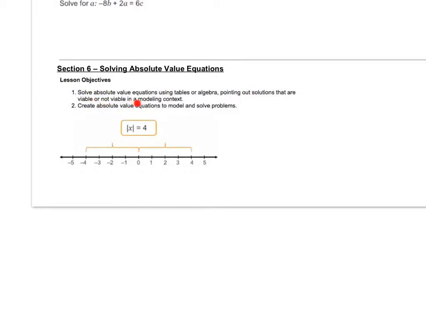So we want to solve absolute value equations using tables or algebra, pointing out solutions that are viable or not viable in a modeling context. We want to create absolute value equations to model and solve problems. So let's first talk about what absolute value means.